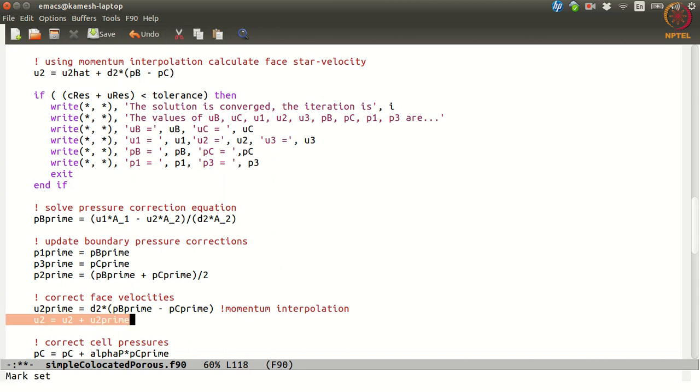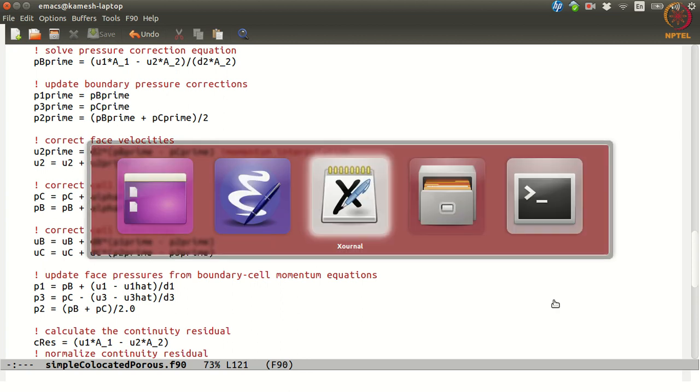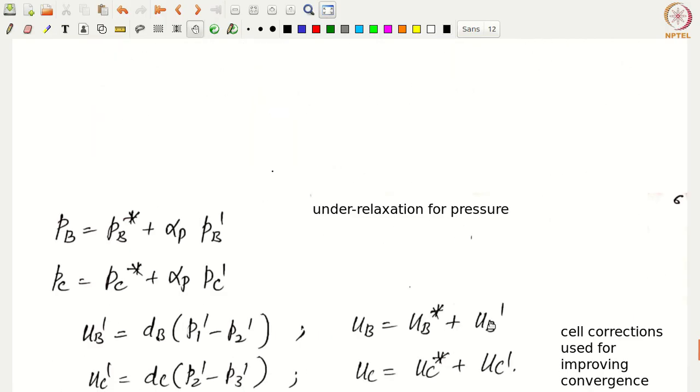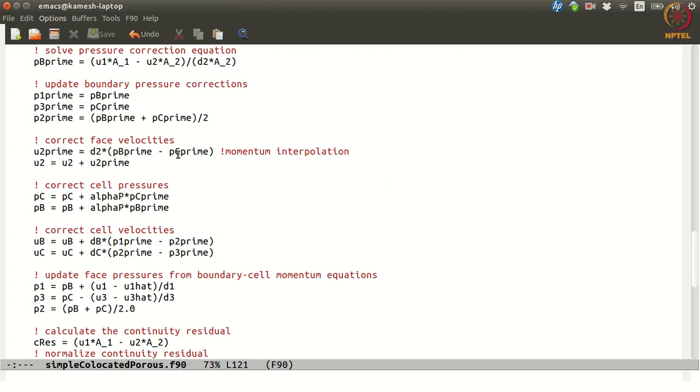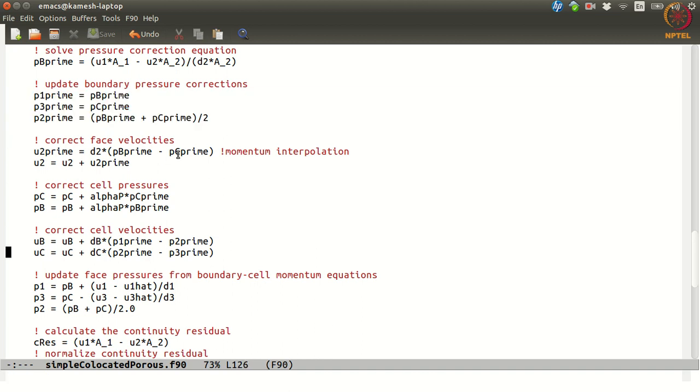Okay, then U2 equals U2 plus U2 star plus U2 prime. Then your PC, the cell pressure, equals PC plus alpha P times PC prime. That's basically pressure correction. So that is these equations, PC and PB equals PB plus alpha P times PB prime. Then you can correct the velocities, cell velocities, as UB equals UB plus dB times P1 prime minus P2 prime, because P1 prime, P2 prime are already corrected, updated here, so that can be used and correct the cell values.